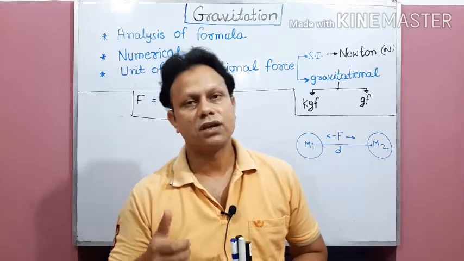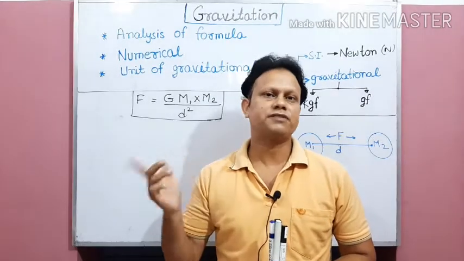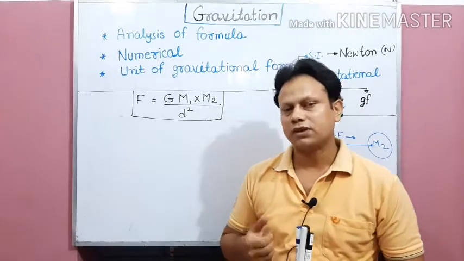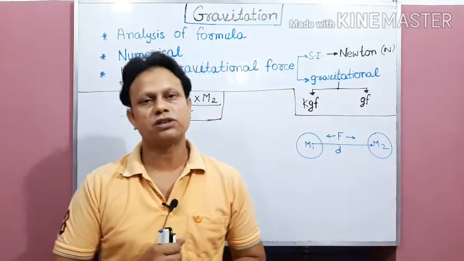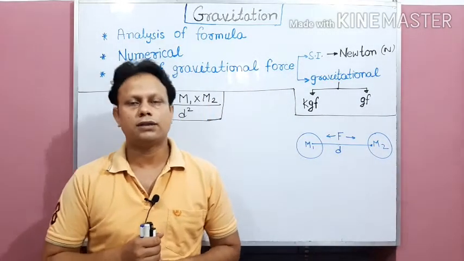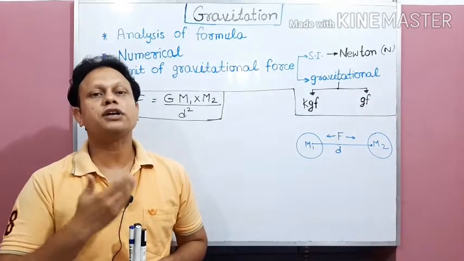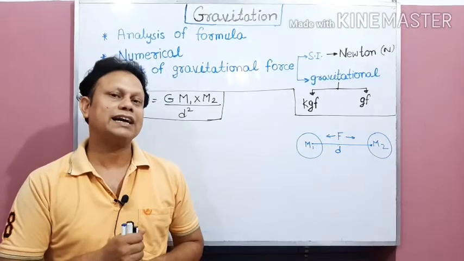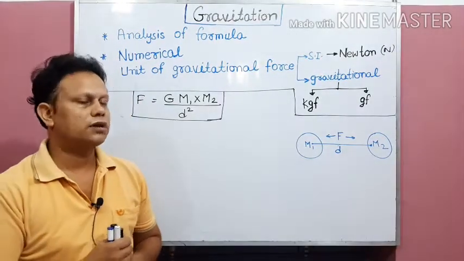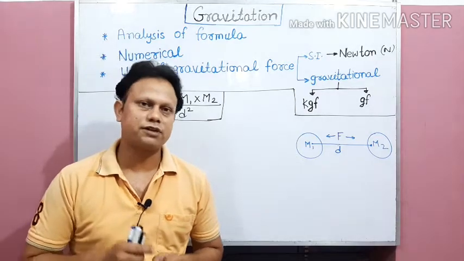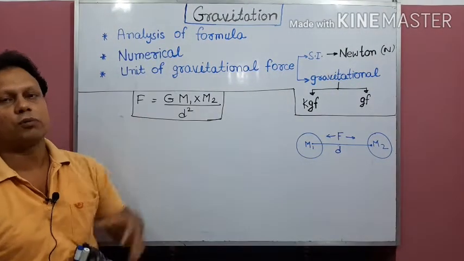So what are the objectives of today's class? Objective 1: first, analyze the relation of gravitational force with its factors. Second, to find out how to solve numericals by using this gravitational formula. And the third one is to know other units of measurement of gravitational force also. Okay, so we are going to start with the first topic, which is analysis of formula.